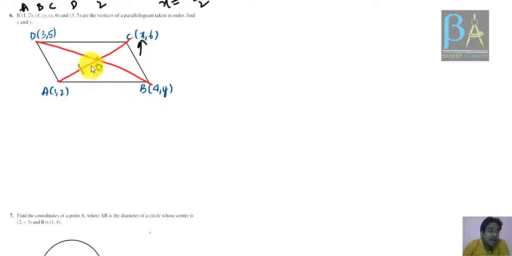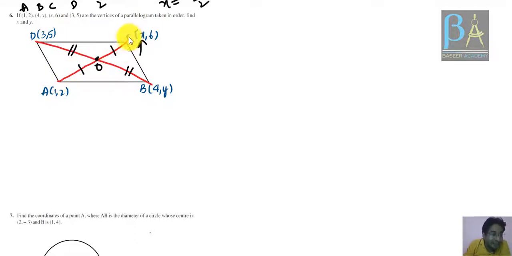So this half and this half is going to be equal. AO and OC is going to be equal. In the same manner, OD and OB are going to be equal. So you can see for yourself, the point O is actually the midpoint of the diagonal BD, and the point O is also the midpoint of the diagonal AC.